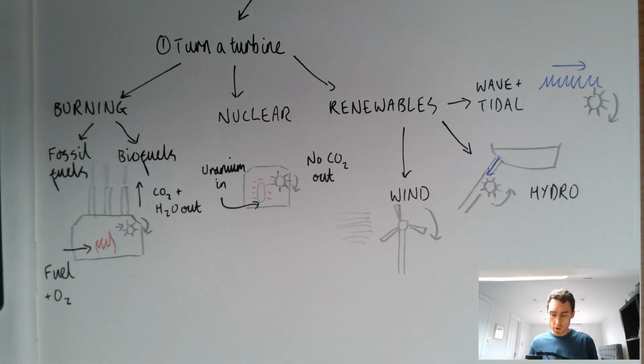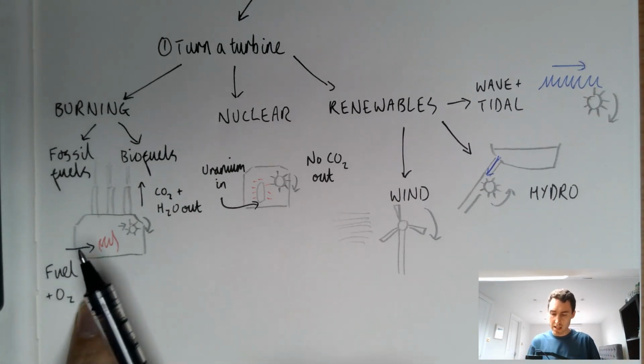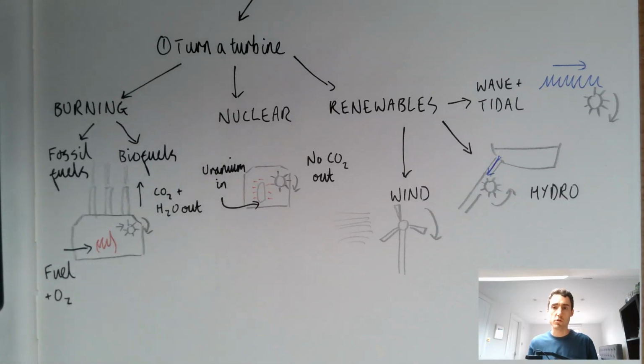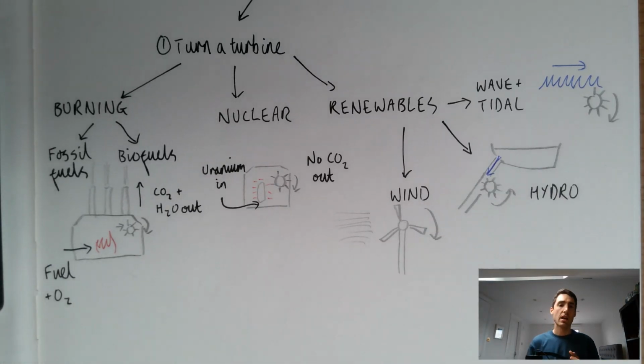But what you want to emphasize to students is that in every single one of these cases, what we've been trying to do is get a turbine to turn. And we're trying to find different ways of energy, either by burning stuff, by harnessing nuclear power, or through renewables, so wind and water in these two cases. In every single case here, we've been turning a turbine. And that's the most common way that we try and generate electricity.